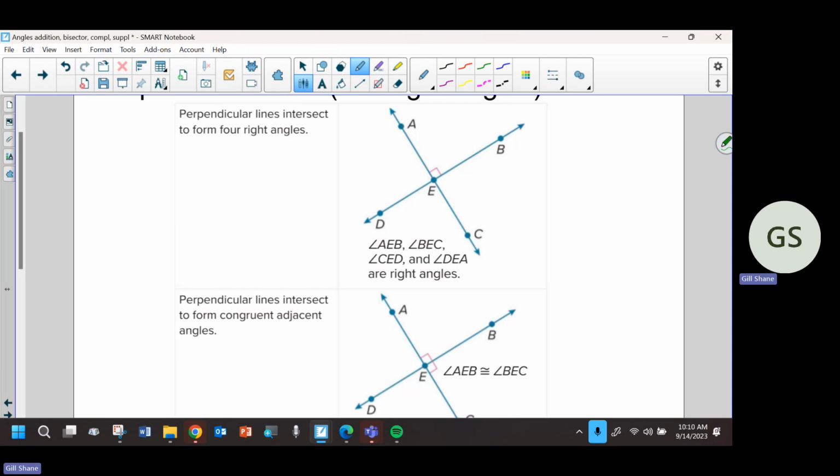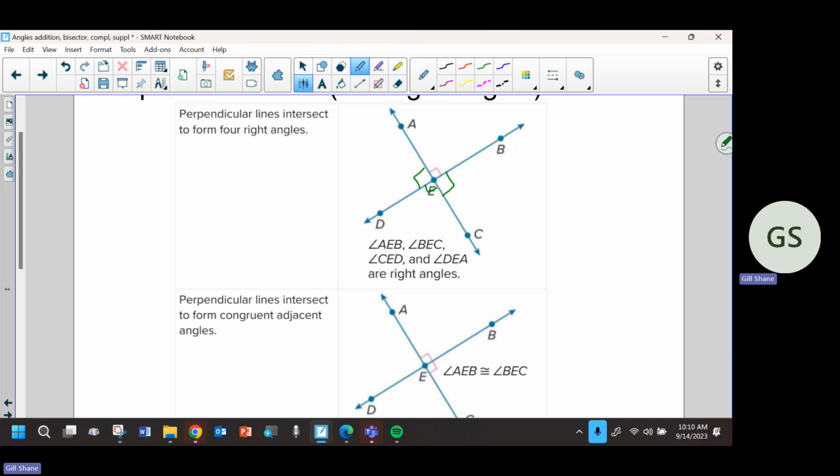They form 90-degree angles. So lines that are perpendicular mean we have 4 right angles. All of those angles are 90 degrees, every one of them. So that's one thing you need to understand.